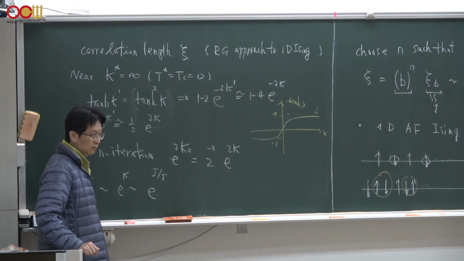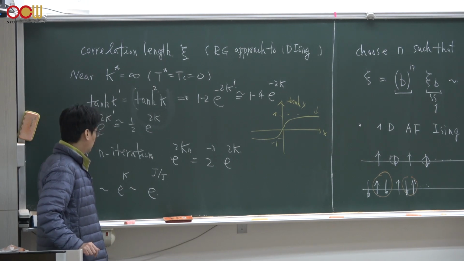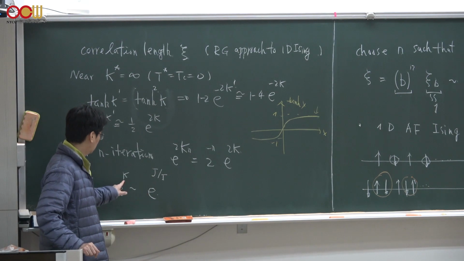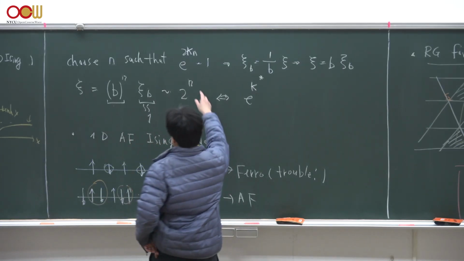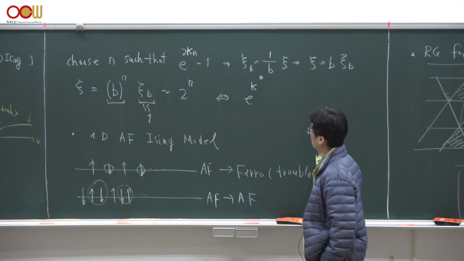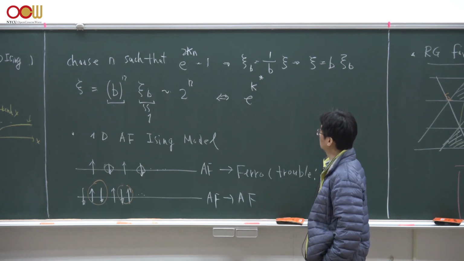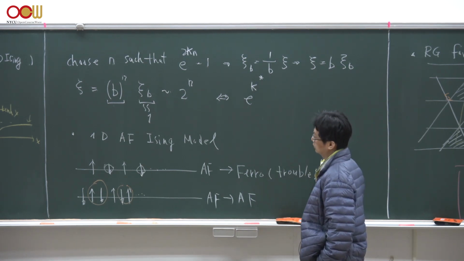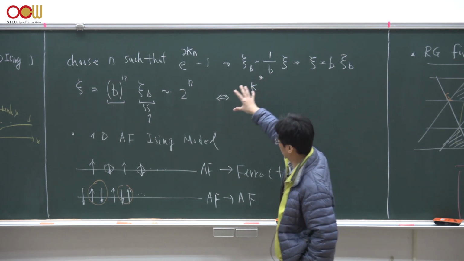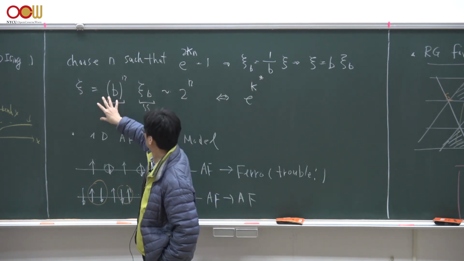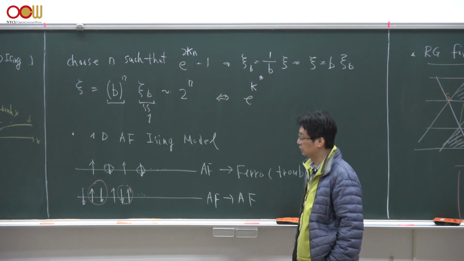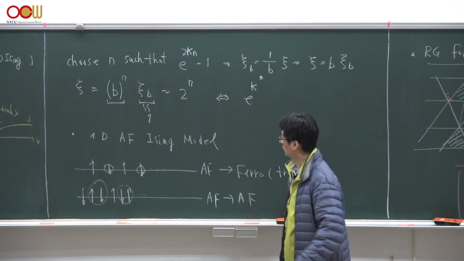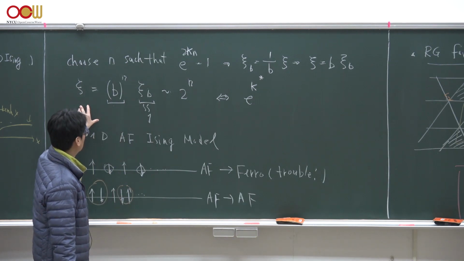We know very well that the correlation length in the one-dimensional Ising model goes exponentially, as e to the J over T, or e to the K. We could choose this n such that e to the 2 times Kn is almost 1, and we could play the same trick that we did earlier, by relating the correlation length before and after n RG steps, and we get that relation.